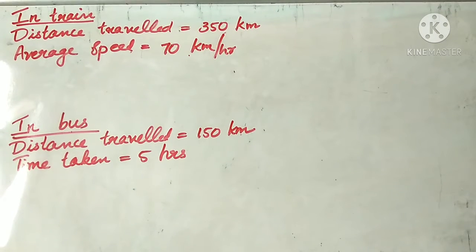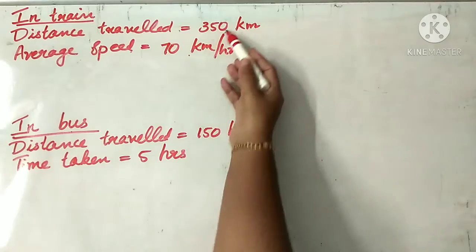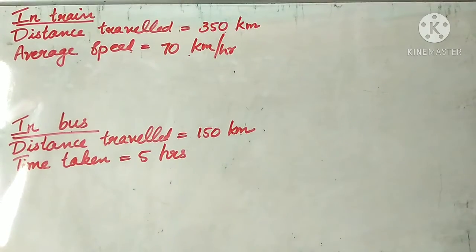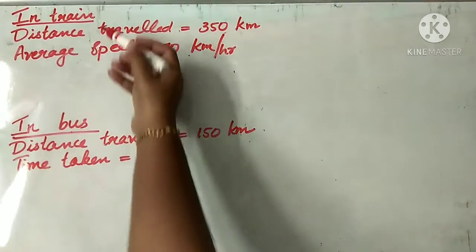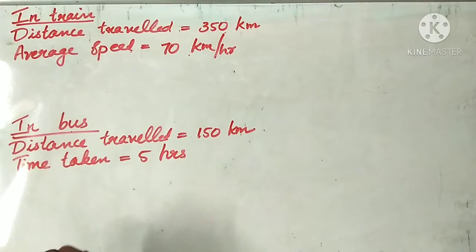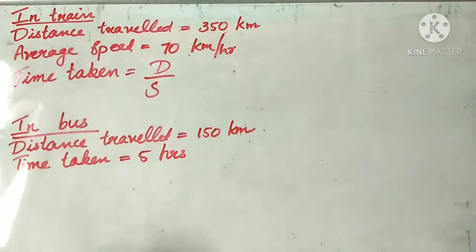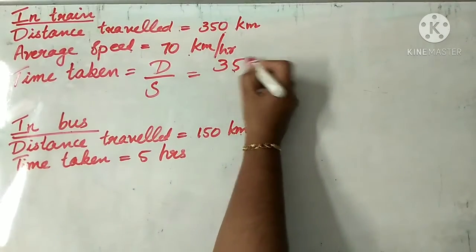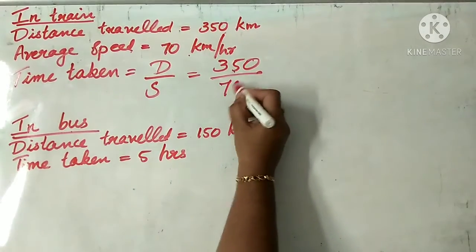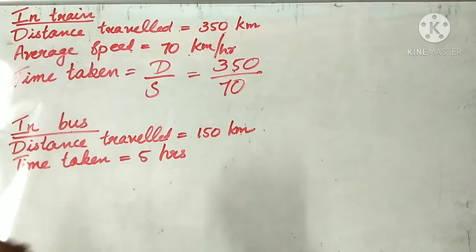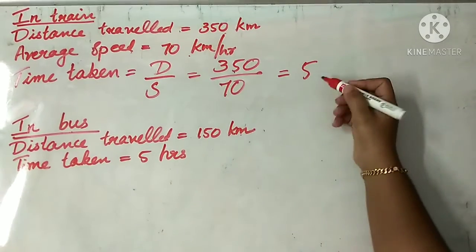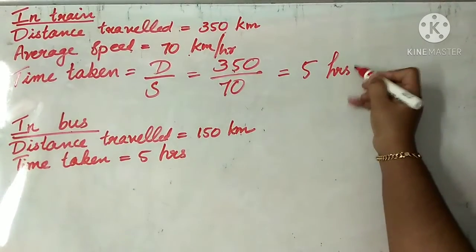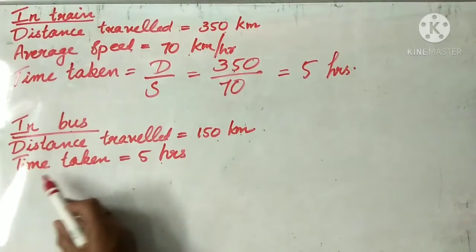To find the average speed, we have to know the total distance travelled and total time taken. Here, time is not given for the train, but distance and speed are given. When distance and speed is given, we can find time using the formula time taken is equal to distance by speed. By substituting the values, we get 350 km by 70 km per hour. When we divide 350 by 70, we get the answer 5. So time taken is 5 hours.